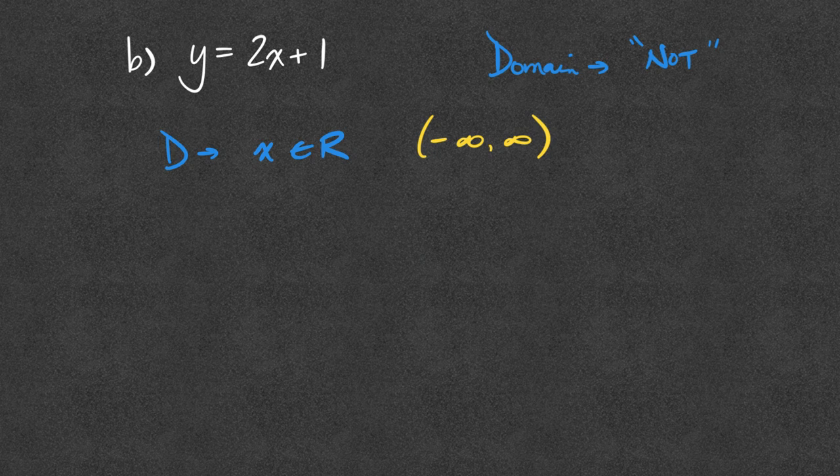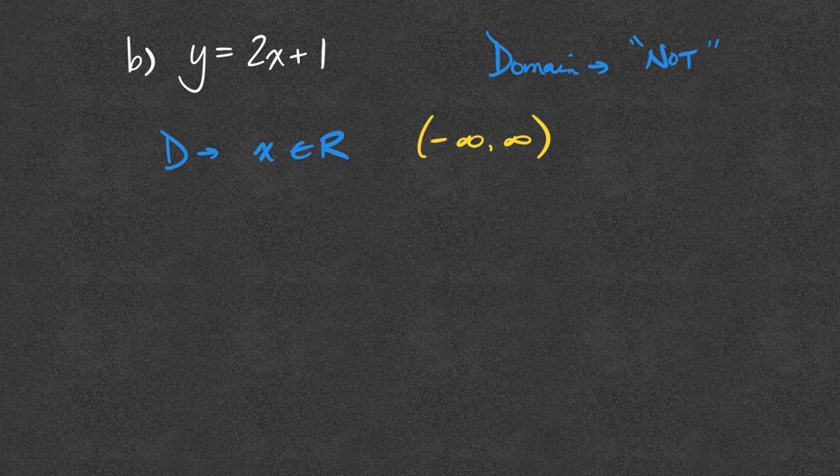Okay, now let's take a look at range. For us to determine range, we're talking about the Y values. This one's a little bit different because we are talking about output. So now we have to imagine what sort of answers we are going to get when we sub in our domain, so anything for X.